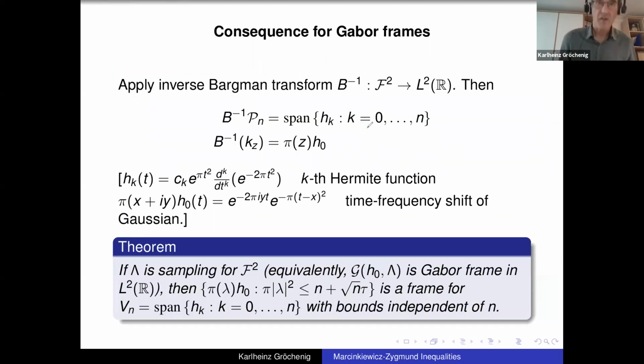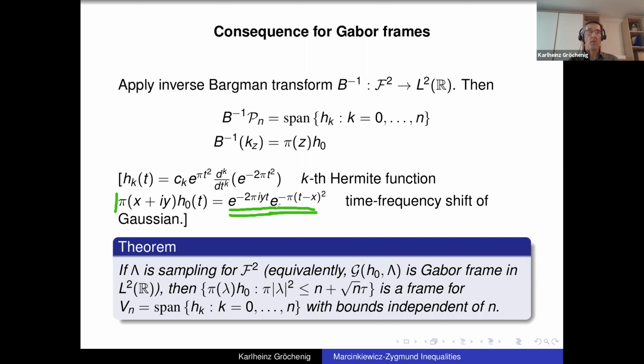This is a contribution maybe for next week, a possible formulation for time frequency analysis. This time frequency analysis deals with time frequency shifts of a given function and their spanning properties. Now, whenever you try to look at spanning properties of a shift and a modulation of the Gaussian, then you usually map it via the Bergman transform to a problem in Fock space.